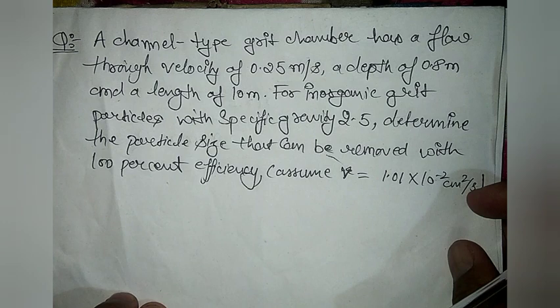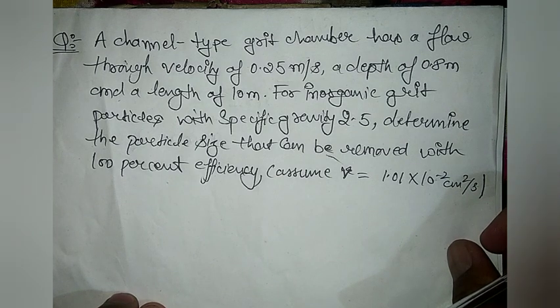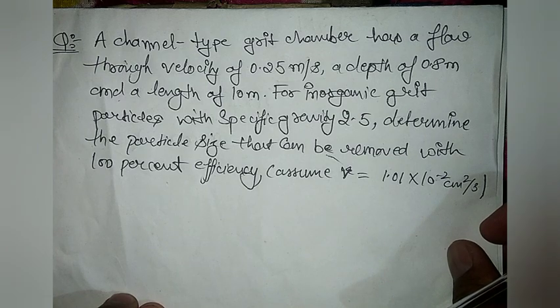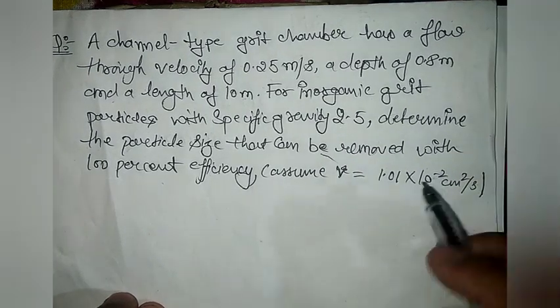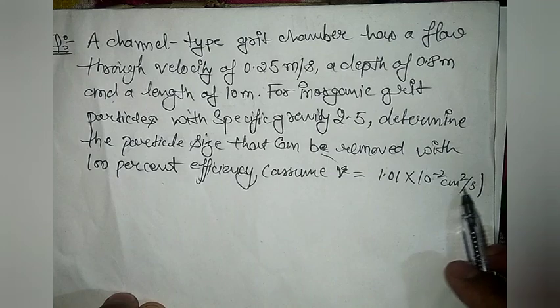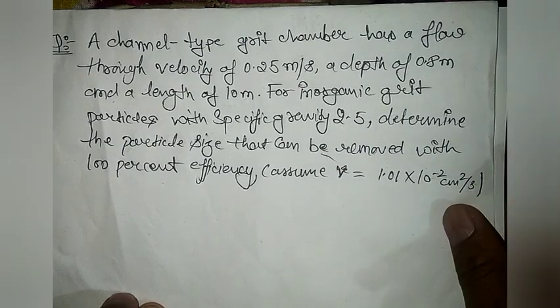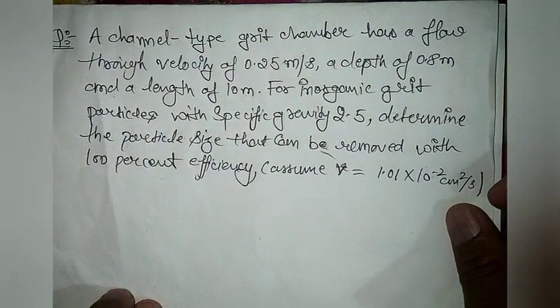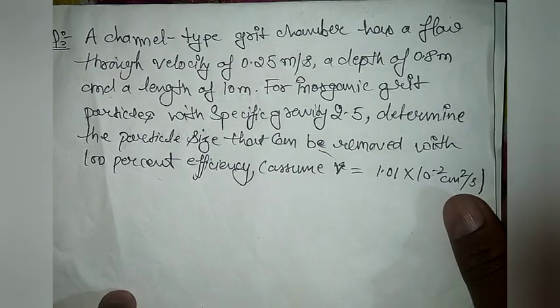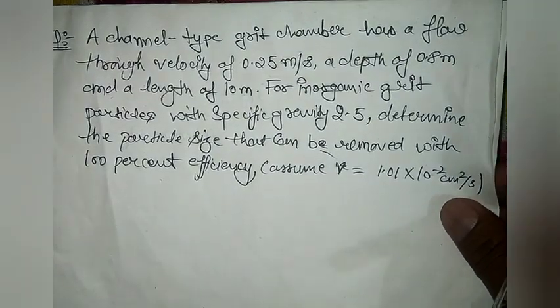For inorganic grit particles with specific gravity 2.5, determine the particle size that can be removed with 100% efficiency. Assume nu, that is the kinematic viscosity, as 1.01 × 10^-2 centimeter square per second. Okay, so this is the given problem. So let us solve this problem.